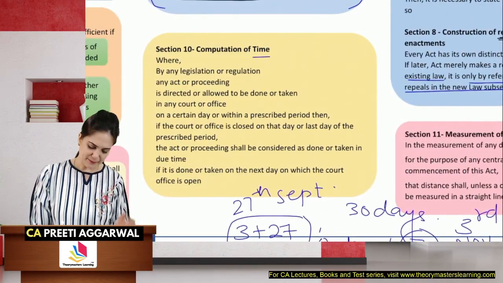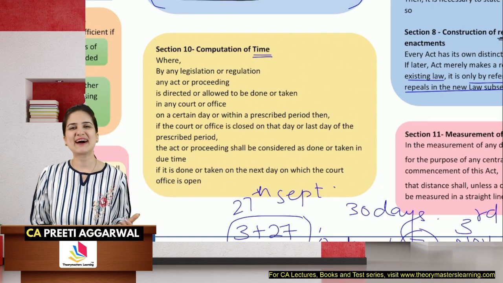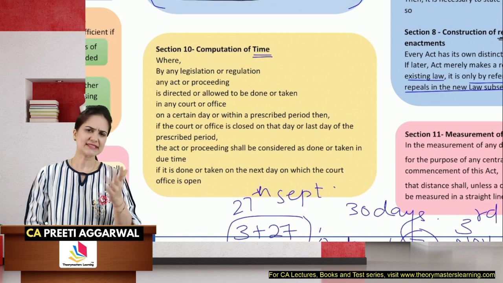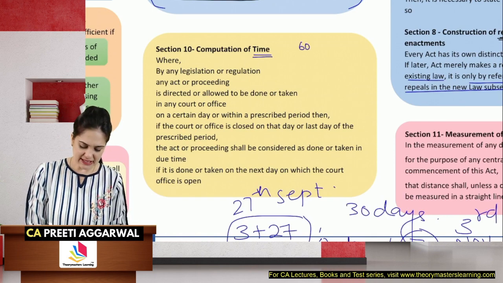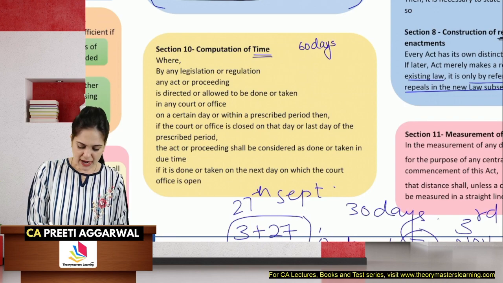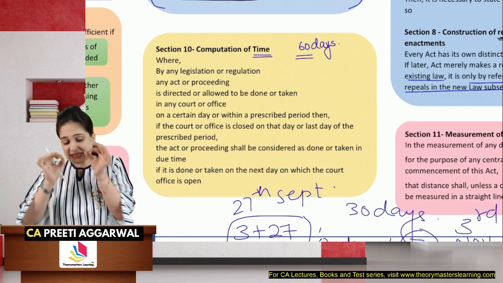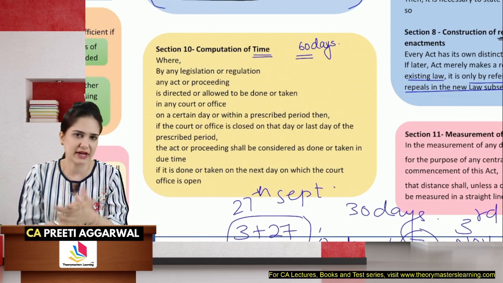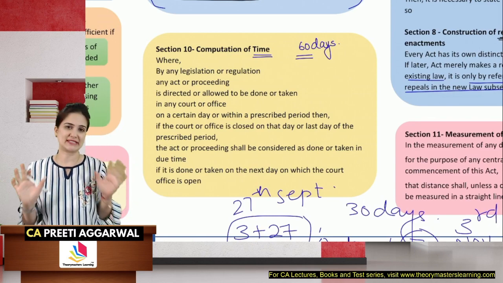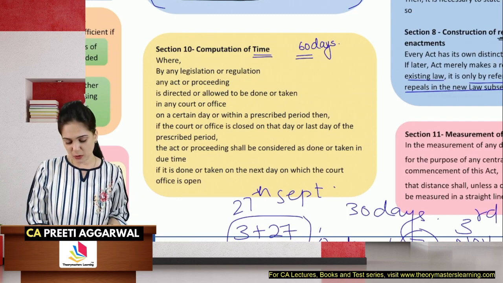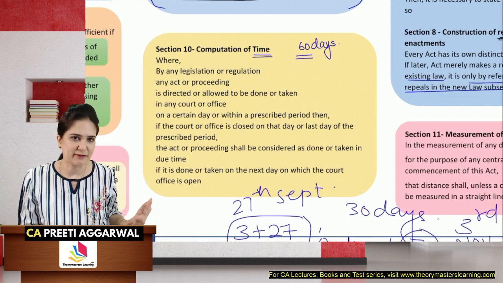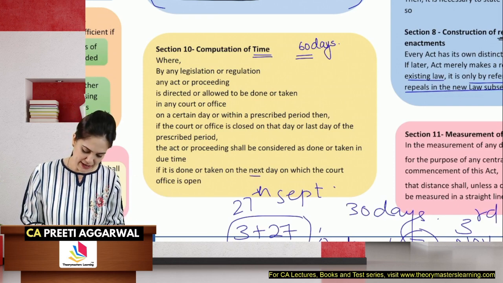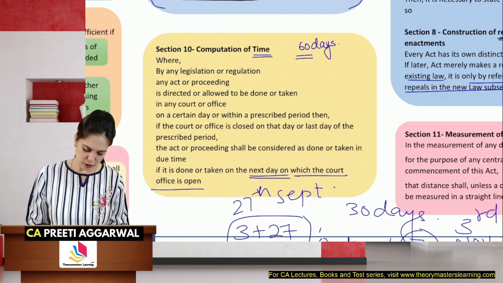Computation of time. Now, many times we are given some specified time in the act to file a case. Let's say that the case should be filed within 60 days. Now, I went on the 60th day to file the case, but then I realized that the courts are closed on that day. I have been given 60 days. If the court is closed on the 60th day, it is not my fault. So law says in that case, you can file a case on the next day on which the court office is open.